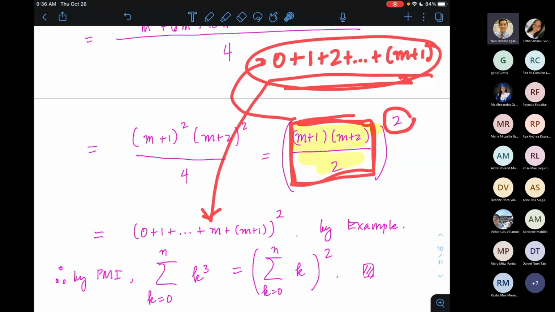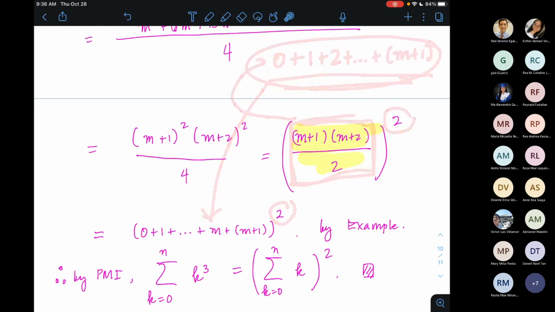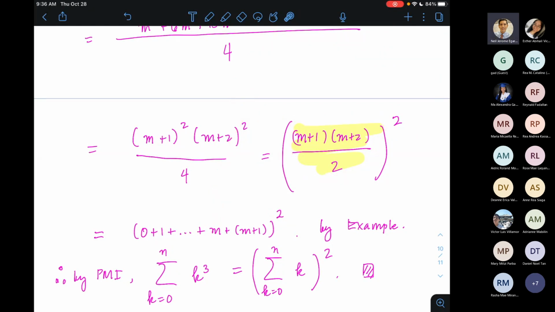Tapos naka-square dapat siya sa labas. So kinopya ko lang yung square sa labas. Okay? Does that make more sense o mas nakagulo ba? Okay na po, sir. Thank you po.